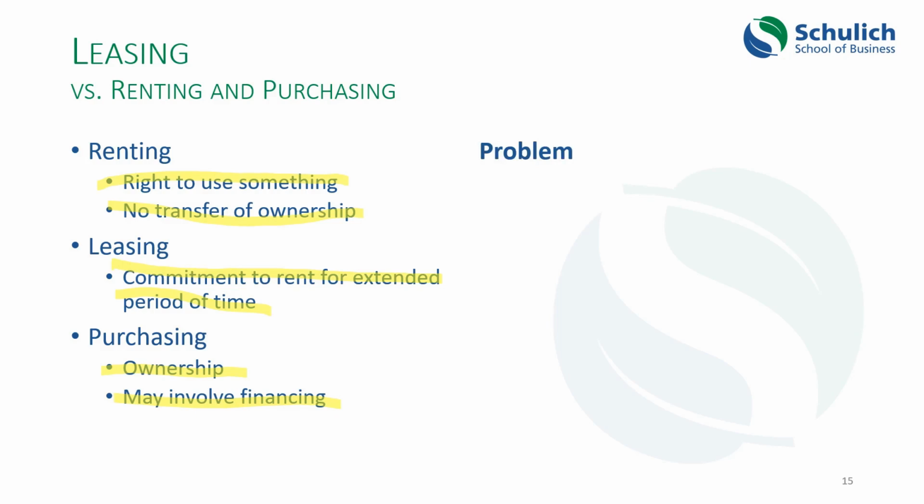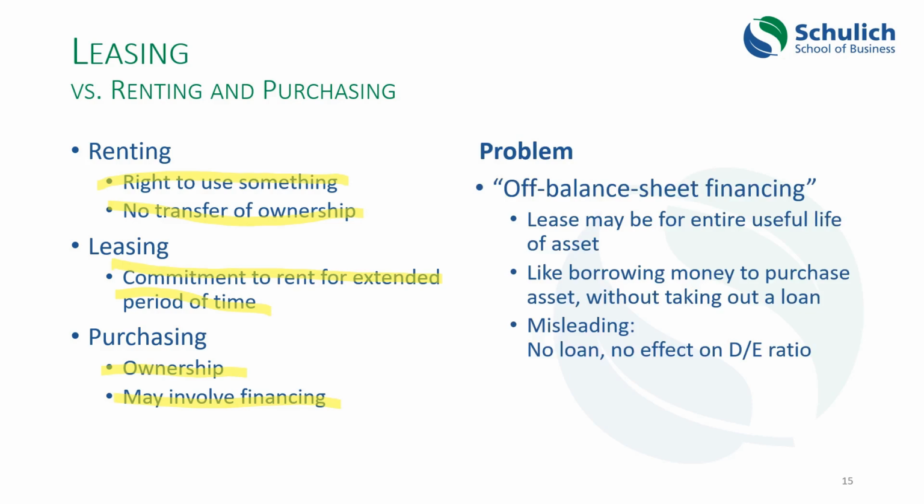Well, the problem is what happens when the length of time extends out to the point where you are basically getting the advantage of the asset for pretty much the entire useful life of that asset. Well, that amounts to what's called off balance sheet financing. Why is that? Because if you can lease for almost the entire useful life of an asset, you don't own it, so you don't have the asset on your balance sheet, but also you don't have the loan appearing on your balance sheet, right? You're simply making rent payments.